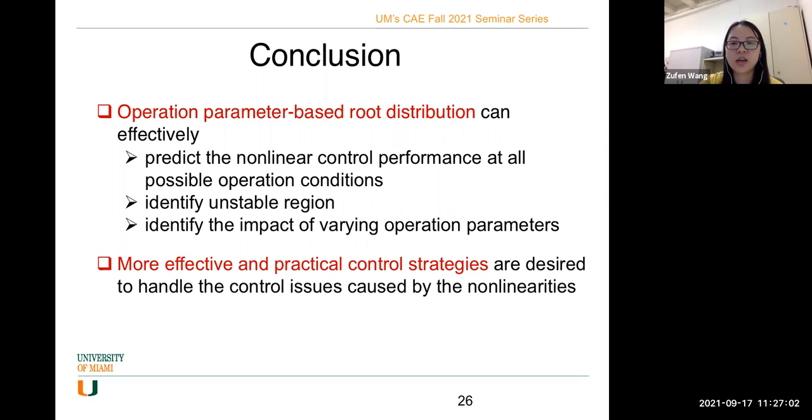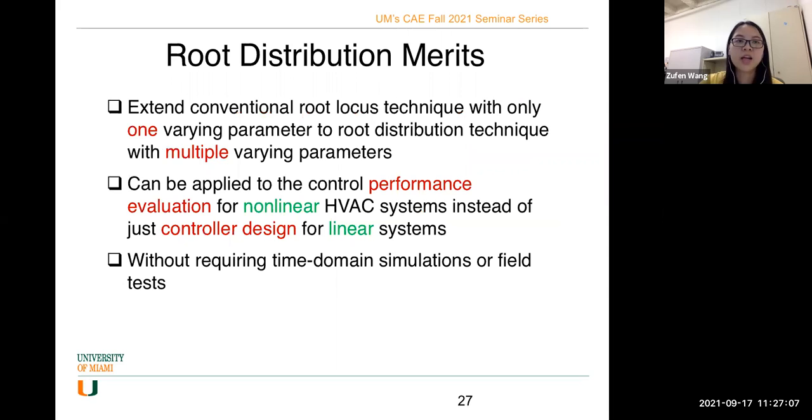This is the future work. Compared to the root locus, the merit of the distribution is that it extends the conventional root locus technique with only one varying parameter to a distribution technique with multiple varying parameters. It can be applied to the control performance evaluation for nonlinear HVAC systems instead of just the controller design for linear systems. Also, the control performance can be evaluated without requiring time domain simulation or field tests.